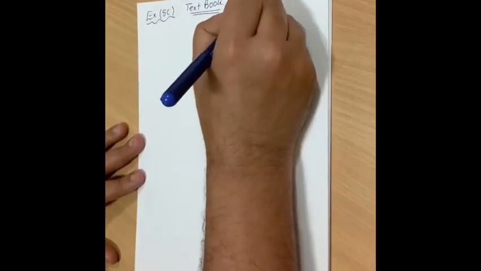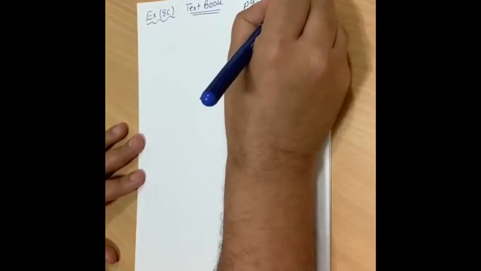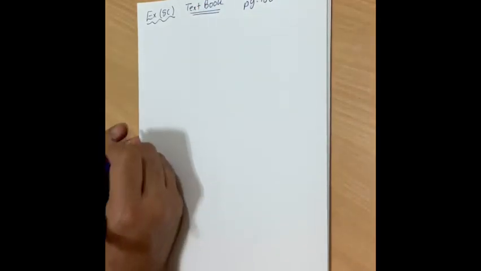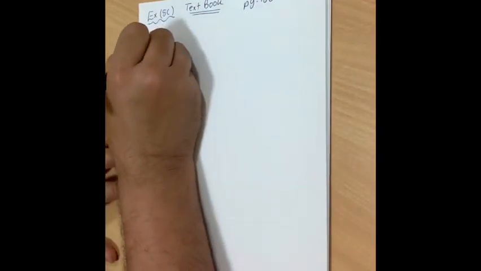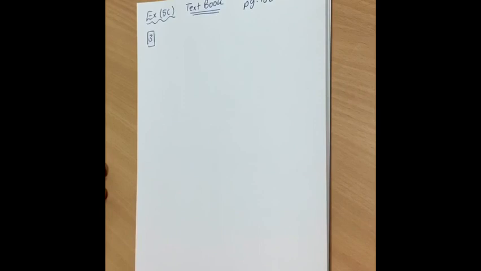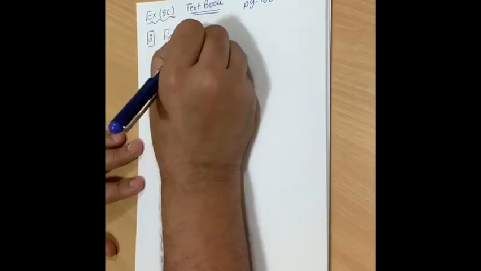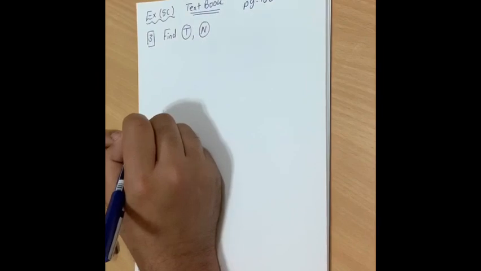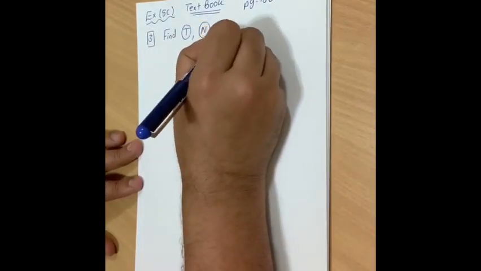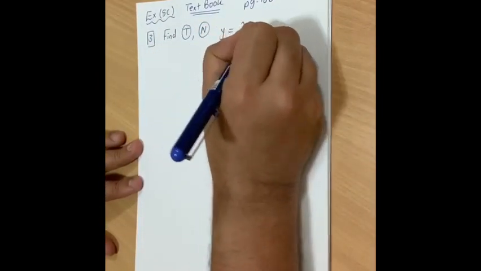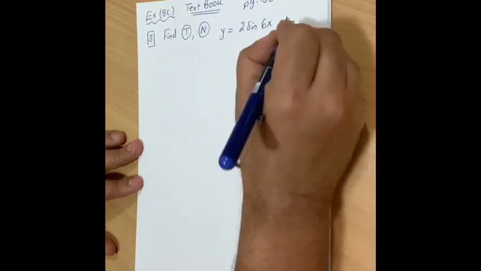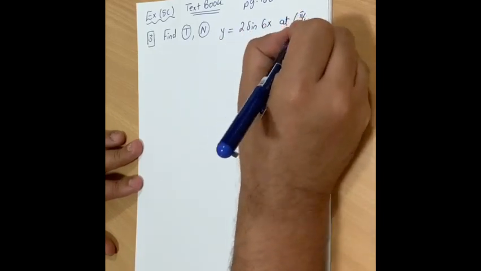This is page 130 and 131. We're going to do question number 3. Basically in this question it's required to find the equation of the tangent, but we're going to do both tangent and normal. So find equations of tangent and normal to the curve y equals 2 sine of 6x at pi over 6 and 0.